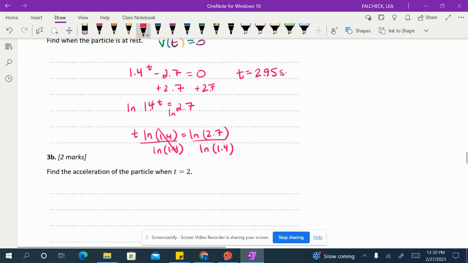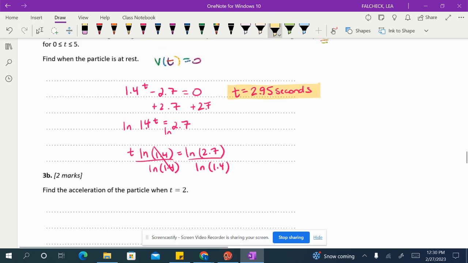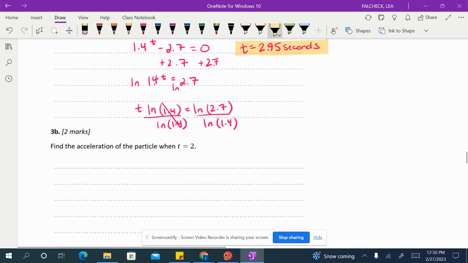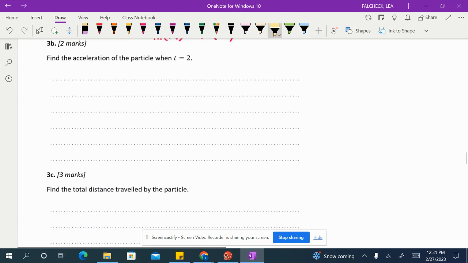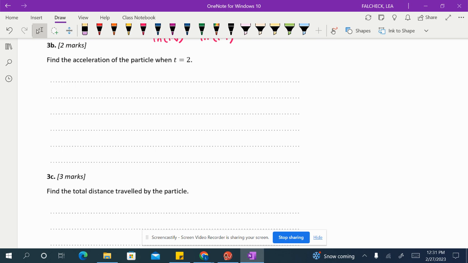Yep, seconds. Okay. Could you have just done it on the calculator and wrote out what you did? Yes. Did we want to practice doing these by hand? Yes. Okay, 3b. Find the acceleration of the particle when t equals 2.